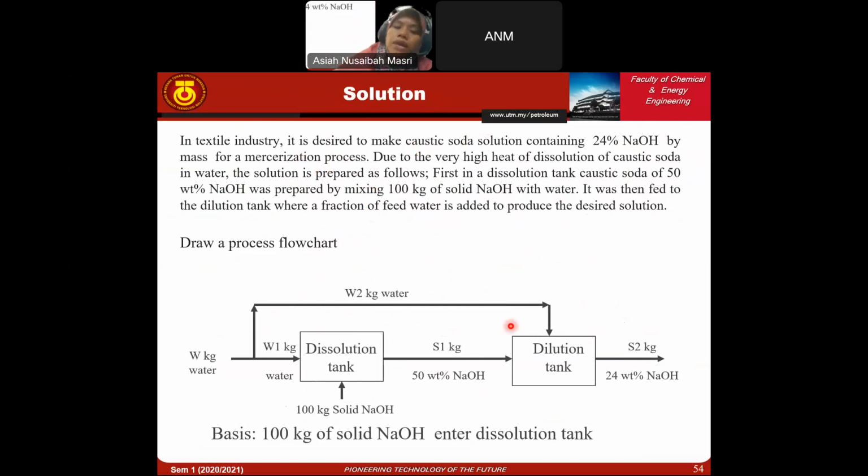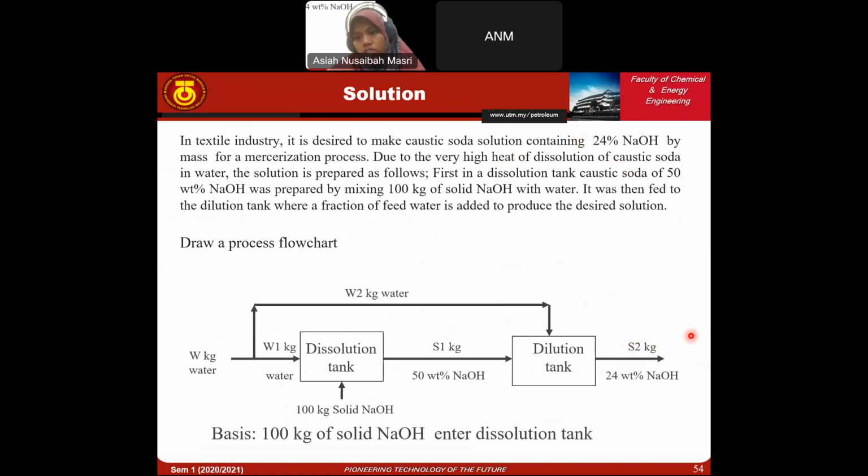Let's compare back with our question. We have to produce 24 weight percent sodium hydroxide, so it should be positioned as the output of the total process. So we have here 24 weight percent sodium hydroxide. Do we know how much is the amount? No, we don't. So it's written as S2 kilogram. Why is it kilogram? Why is it not kilogram per hour, not in the form of a flow rate?